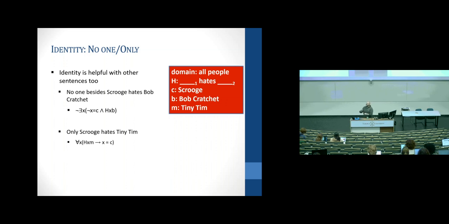Again, we're moving kind of quickly because this is just embedding the identity predicate in sentence structures we've already done. So let's look at some other sentence structures that we can kind of get.